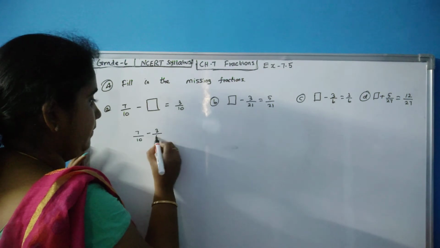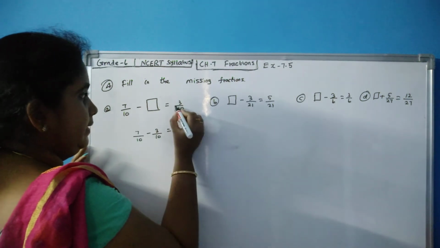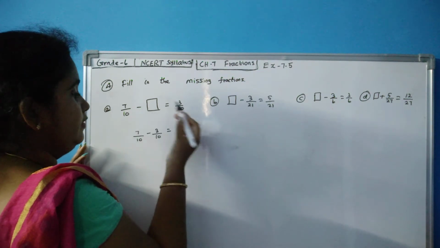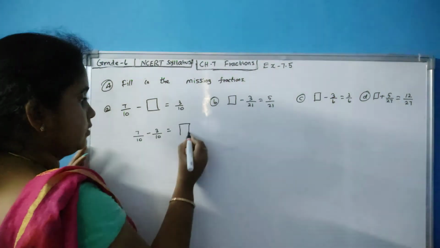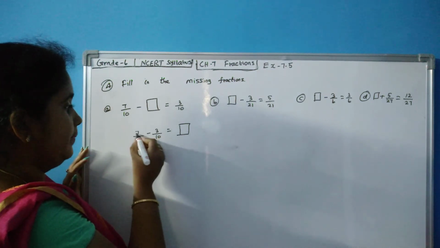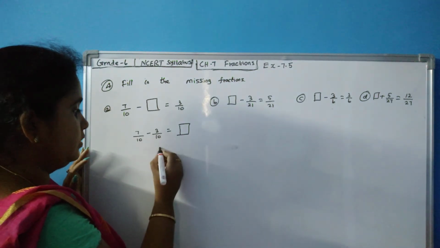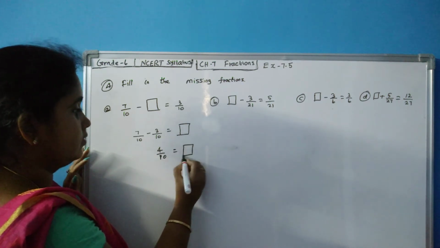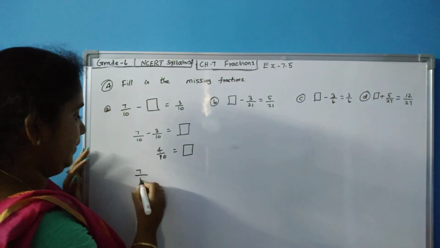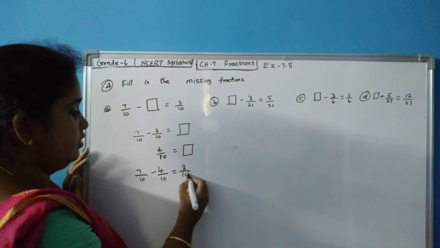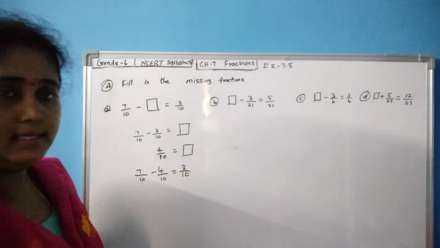7 by 10 minus 3 by 10 is equal to box. Here plus is there, if it comes this side it becomes minus. The box has minus, if the box goes this side it will become plus box. Denominators are equal, so you can subtract the numerators. 7 minus 3 is 4 by 10, equal to box. Now you can write 7 by 10 minus 4 by 10 equals 3 by 10, which is your answer. Hope you understand this sum.